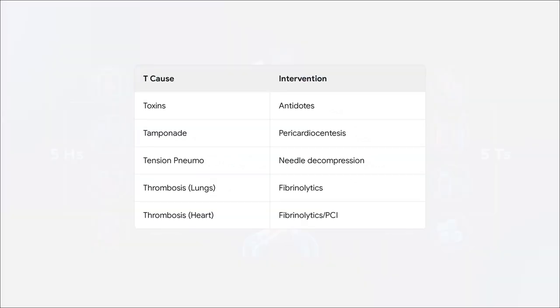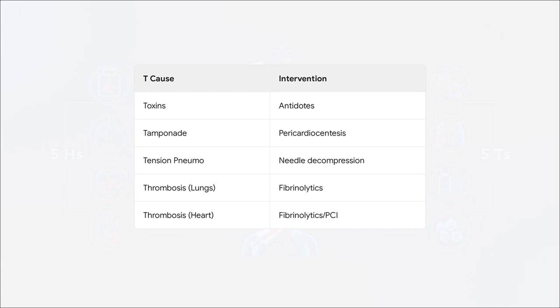Next up, we have the 5 T's. Toxins. Could this be an accidental overdose? Call poison control. Look for specific antidotes. Tamponade. Is there fluid crushing the heart, muffling sounds, and tanking their pressure? You need to do a pericardiocentesis. Tension pneumothorax. Look for unequal breath sounds or a deviated trachea. That needs an immediate needle decompression.